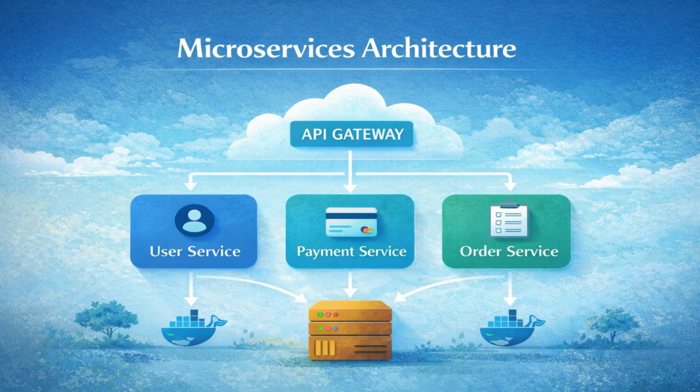Now let's talk about microservices architecture. In this approach, the application is divided into multiple small independent services. Each service is responsible for a specific function. For example, a user service, a payment service, and an order service. These services communicate with each other using APIs. Unlike monolithic systems, each service can be developed, deployed, and scaled independently. This is why companies like Amazon and Netflix use microservices.